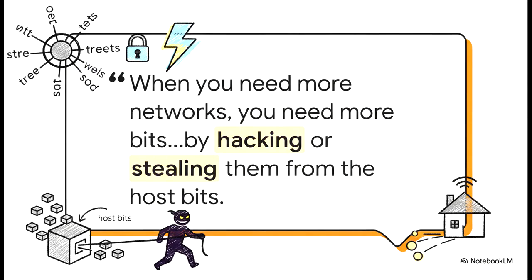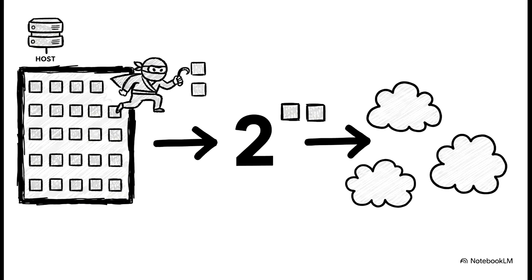When you realize you need more networks, more streets, you have to get that address space from somewhere. And the only place you can get it from is by stealing it from the part of the address that's meant for the devices. So here's the deal. We decided we want 4 networks. To get 4 networks, we have to borrow bits from that host part of the address.